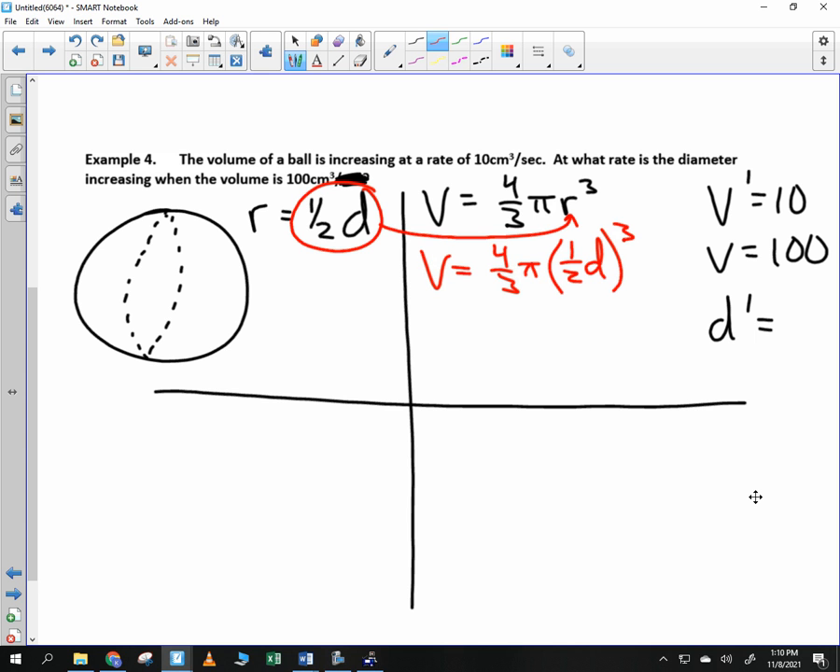Some people at this point decide to take the derivative. Don't, because you would have to use the chain rule. I don't want to use a chain rule, so let's just cube this. Volume is equal to 4/3 pi. What is 1/2 cubed? 1/8. And then I have d cubed.